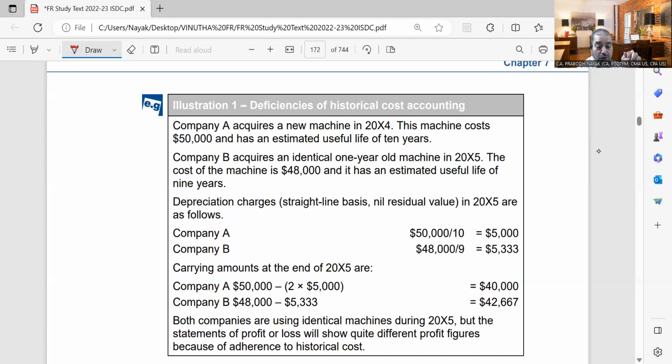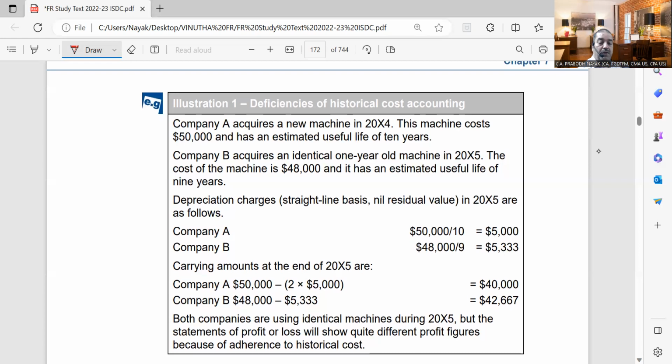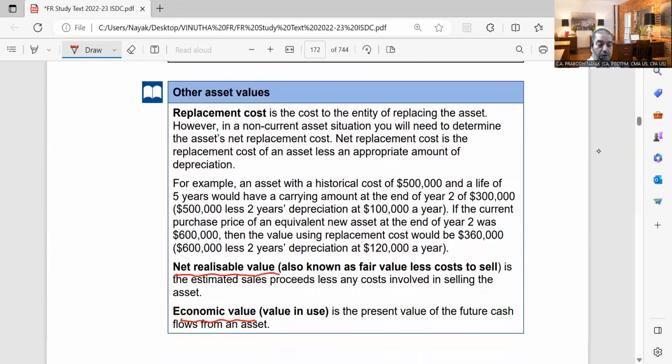Right? So both the companies are using identical machines in 2000 XY. But the statement of profit or loss will show quite different profit figures because of adherence to historical cost. The two companies may have made the same profit, but because of difference in depreciation, the profits of the two companies are different. That is what we call a paradox. So that is your limitation of historical cost.